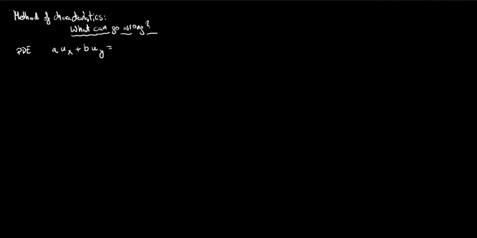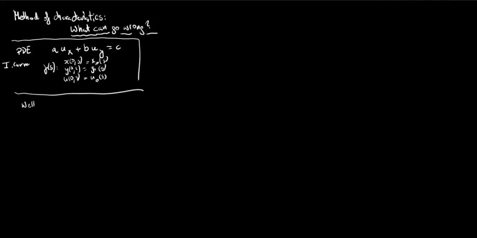Method of characteristics. What can go wrong? So we consider our quasi-linear PDE with initial conditions given in terms of an initial curve. So here is our problem. Find a solution u for this system.